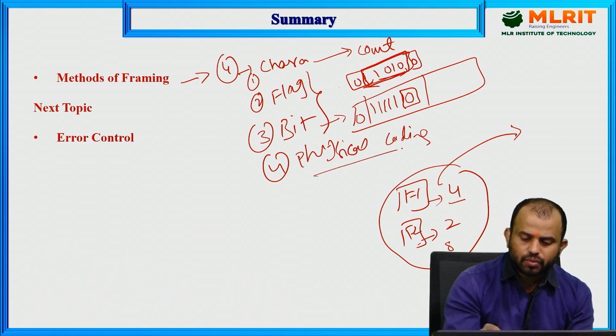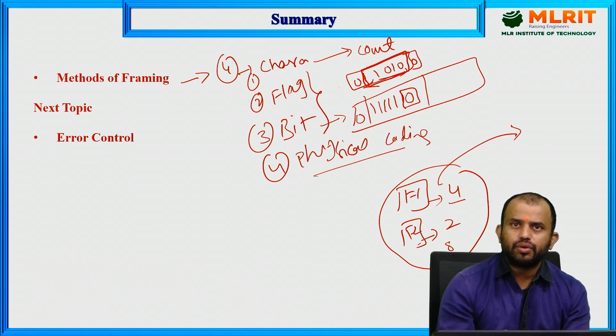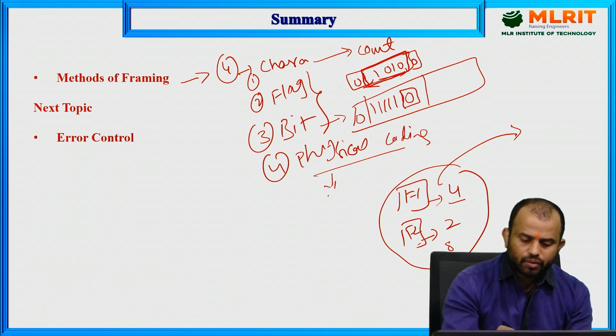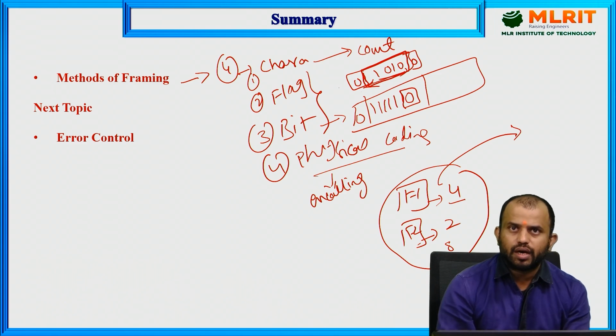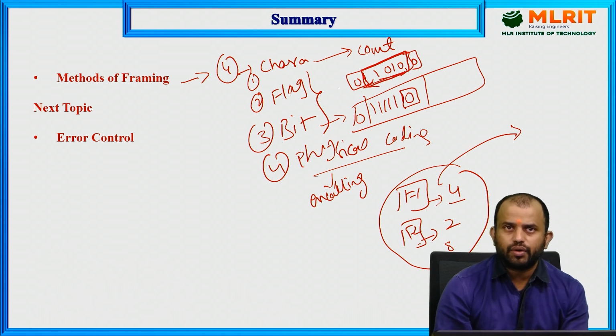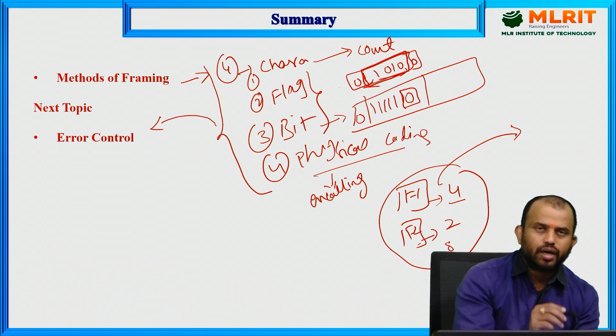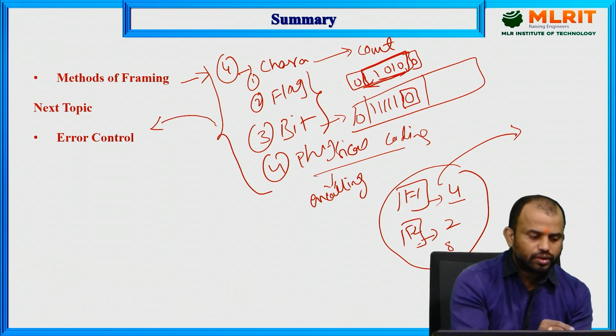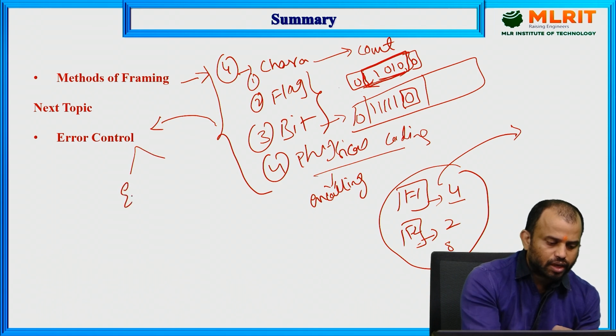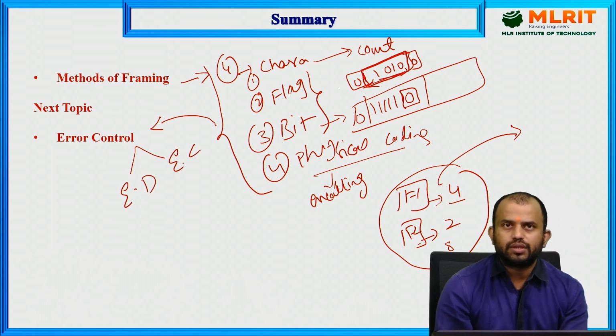And physical coding means we analyze the information in the encoding section, because we need to follow the accuracy and redundancy mechanism during information transmission. That we call physical coding violation. In the next topic, we will discuss the error control mechanism, which means how these frames help to control errors. We will discuss two things: the error detection mechanism and the error correction mechanism. That part we discuss in the next session.